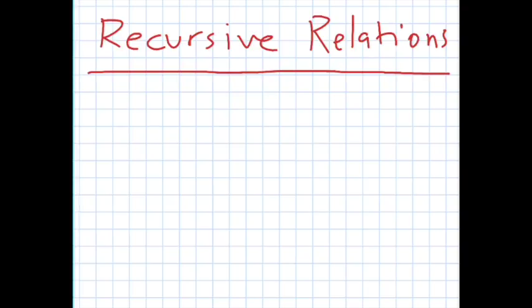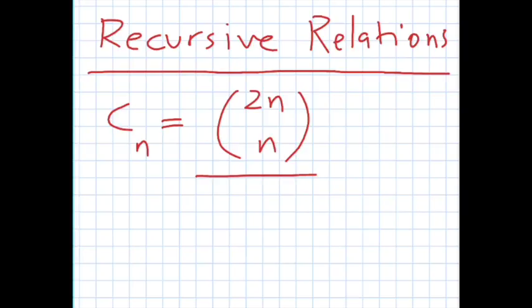Hello, so in this video we will talk about recursive relations and how to prove whether a recursive relation is the true relation or not. So let's take an example in this scenario. We will talk about the so-called sequence of Catalan numbers. The sequence is defined by this relationship: 2n choose n divided by n plus 1. So the nth Catalan number is defined by this one.